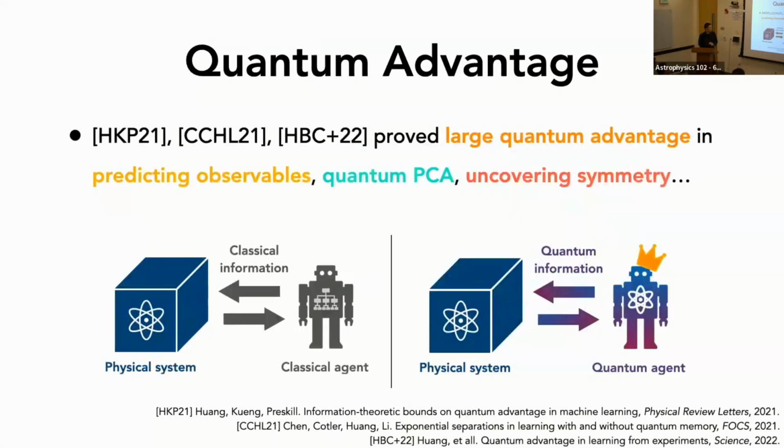So over the past several years, together with many of my great collaborators, Richard Kueng, John Preskill, Sitan Chen, Jordan Cotler, Jerry Li, and many others, we have established large quantum advantage in various different quantum learning problems. So I'd like to just provide a brief review of the theorems that we established there, what the problems look like, and what kind of advantage we can get out of it.